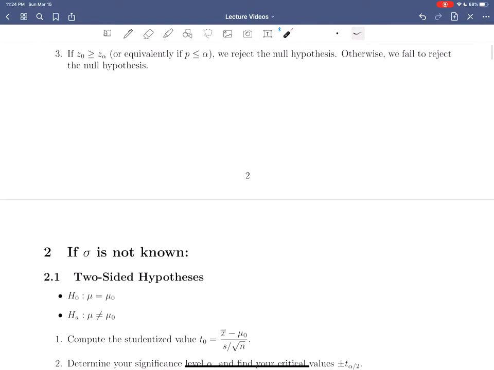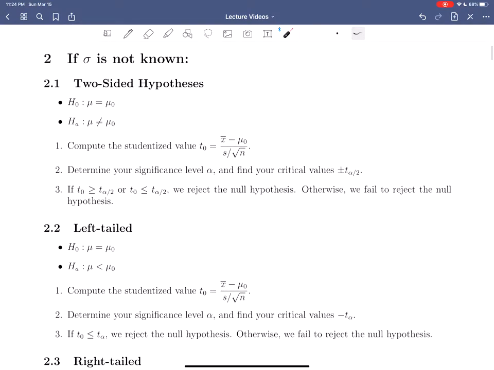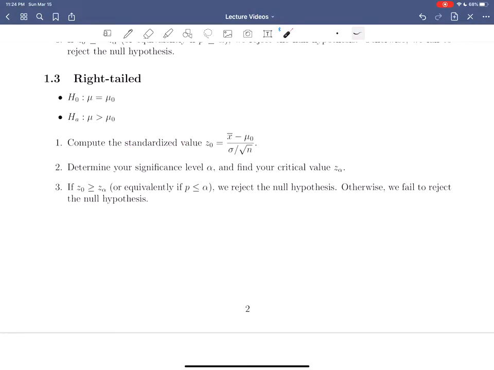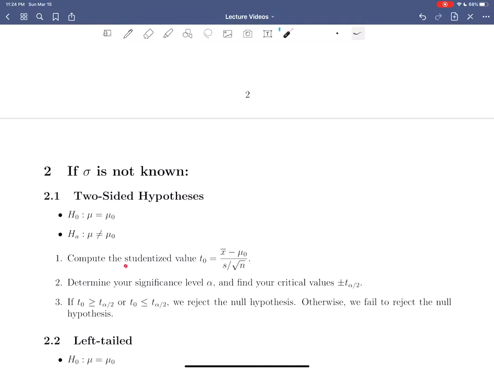The story is exactly the same if you do not know your population standard deviation, if you have a two-sided hypothesis. It's just that all the usual stuff gets replaced. So your z's become t's, and your sigmas become s's. And then instead of using the standard normal distribution, you use the student's t-distribution. The other small difference is just a language thing. Instead of referring to it as the standardized value, which is what we called it here, we're going to refer to it as the studentized value.